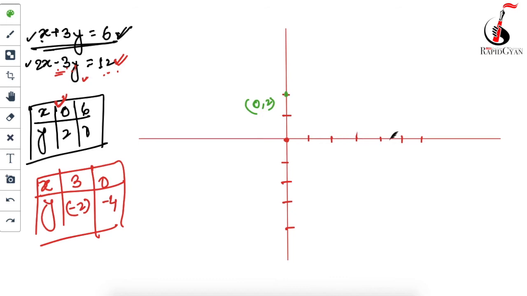So 1, 2, 3, 4, 5, 6. This is your 6. I'll write here 6 comma 0. Now what you'll have to do? You will have to draw the line. Correct? So in this way you are going to draw the line.